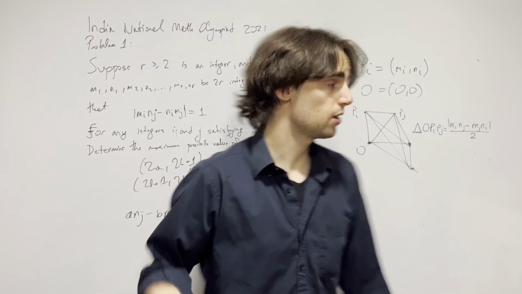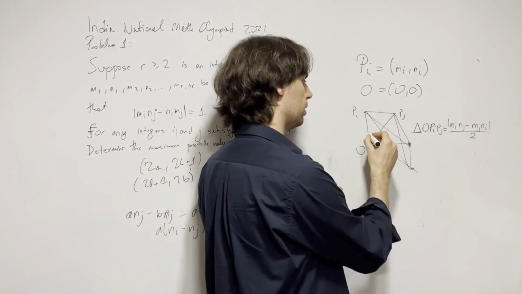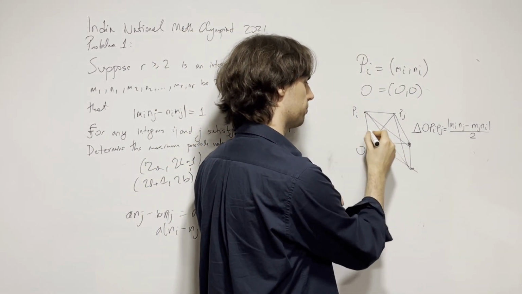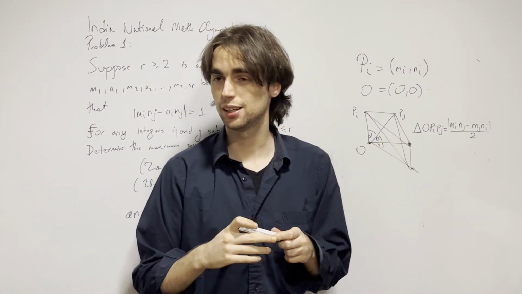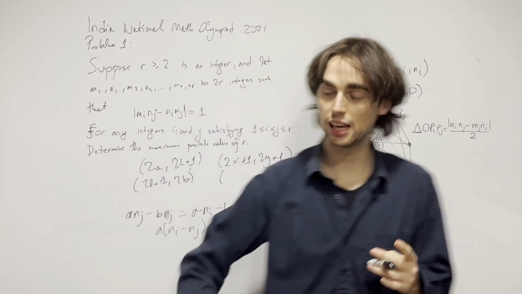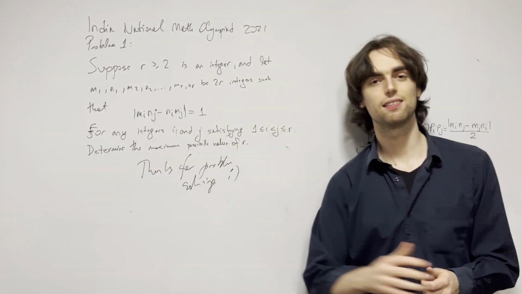And then you can try to solve that by looking at, say you have 4 points, call these angles alpha, beta, gamma. You have these side lengths and you try to finish that up. This finishes up our problem, and as always, thanks for problem solving.